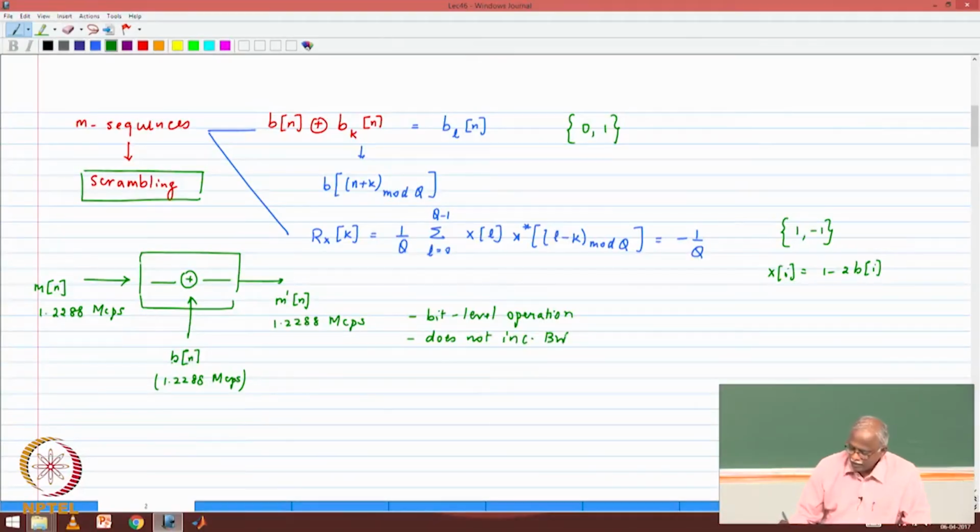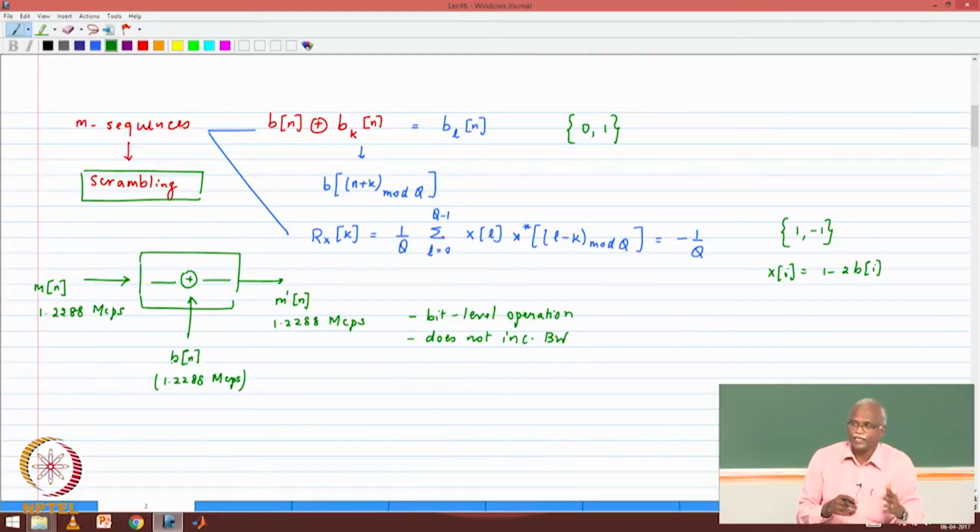Now, the purpose of scrambling is to make the data look random at the physical layer. Scrambling is a physical layer phenomenon. Encryption, on the other hand, is not necessarily a physical layer phenomenon. You basically want to be able to hide your data so that somebody else cannot receive it. So usually encryption is done at the higher layers.